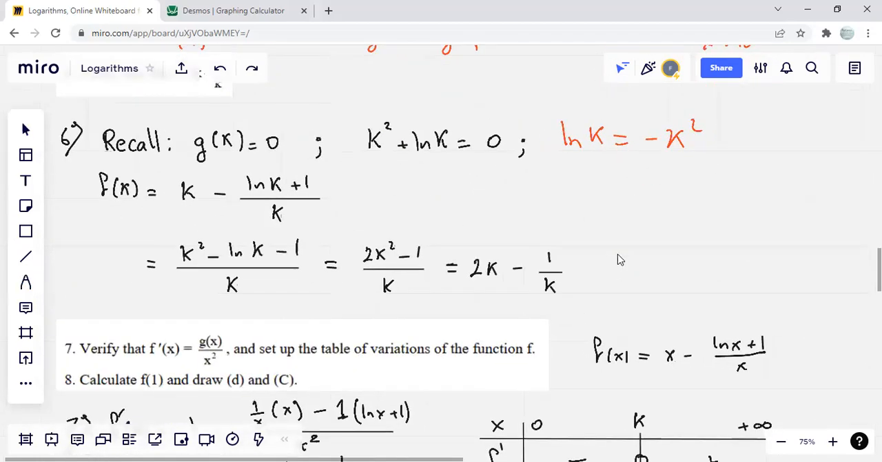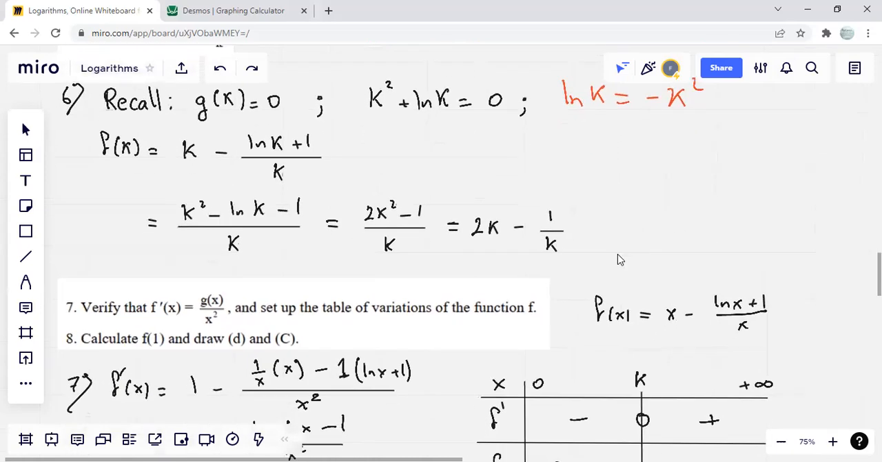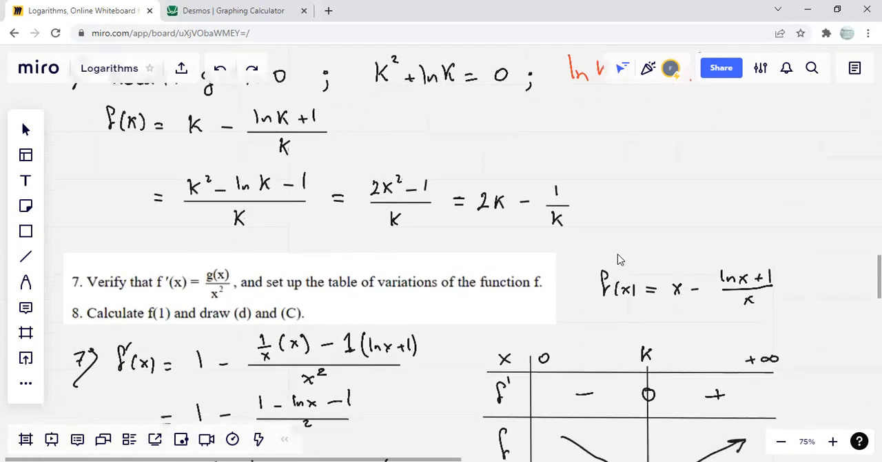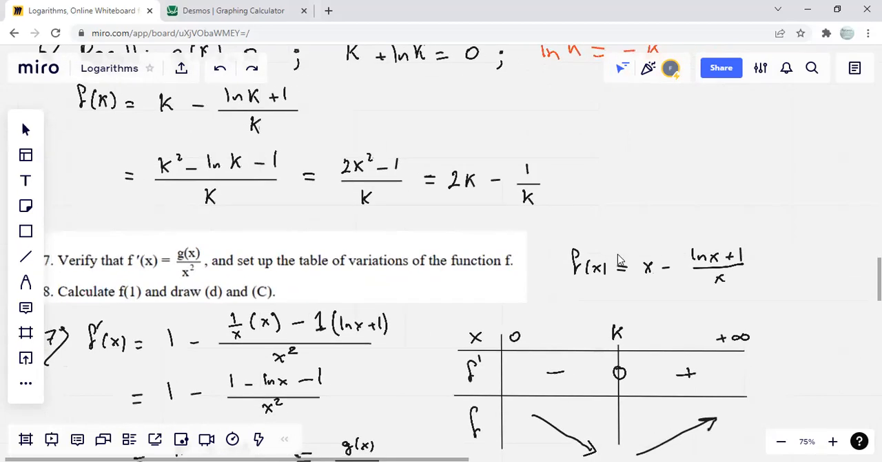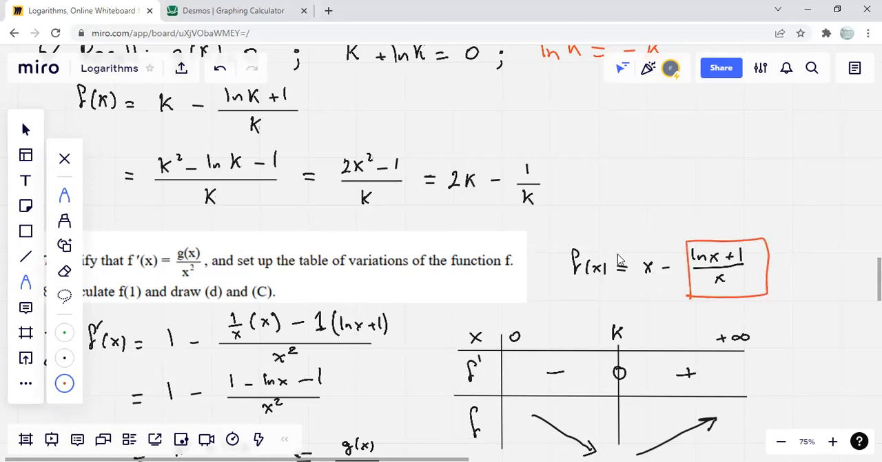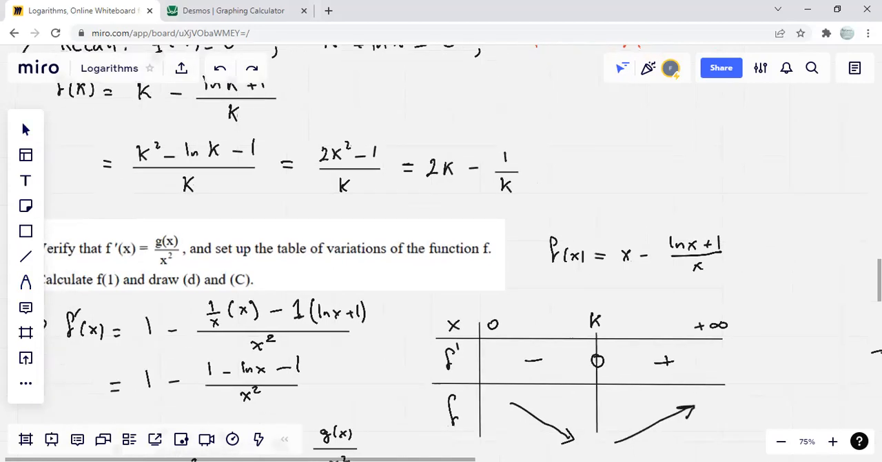Okay, for part 7 now, verify that f prime is equal to g of x over x squared and set up the table of variation. Again, I remind you of f of x, it is this function. How do we find the derivative of this function? First, the derivative of x is trivially 1. Now how can we find the derivative of this function over here? This is a fraction, so how do we find the derivative of a fraction?